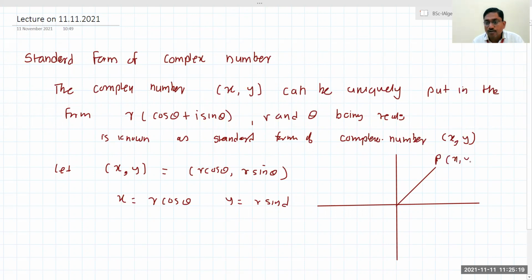The point p is just x comma y, that is x plus iy. And this is the angle with the x-axis. The x-axis is called the real axis and the y-axis is called the imaginary axis, and this is the position of the additive identity, that is 0. That distance from origin is nothing but your number r, and this is theta. As the position of this point is x comma y, this point is x comma 0 and this point has position 0, y.